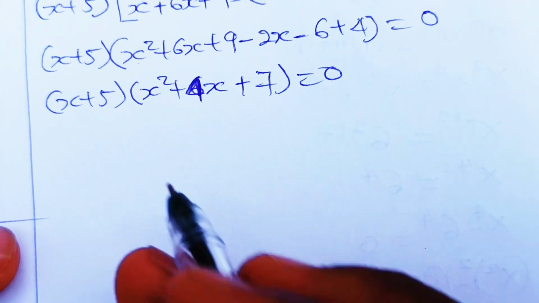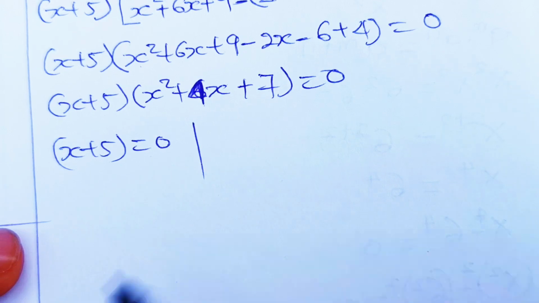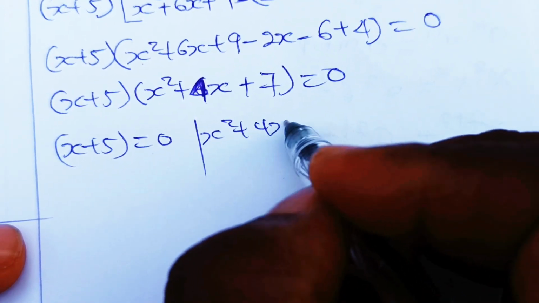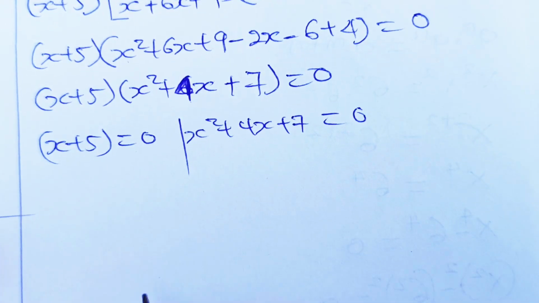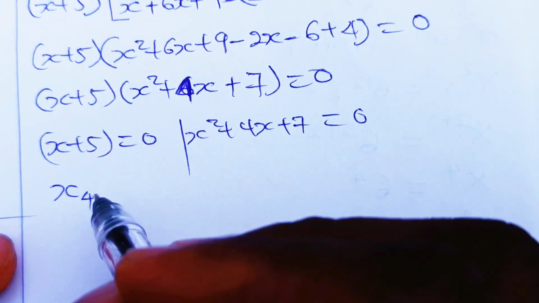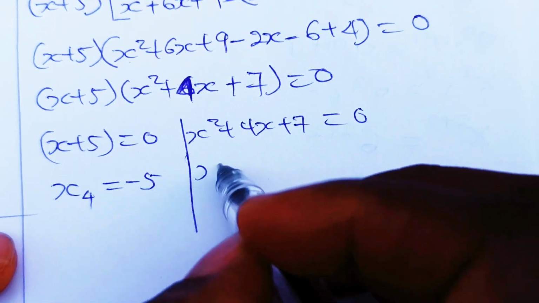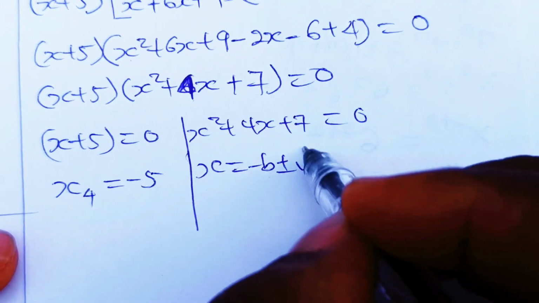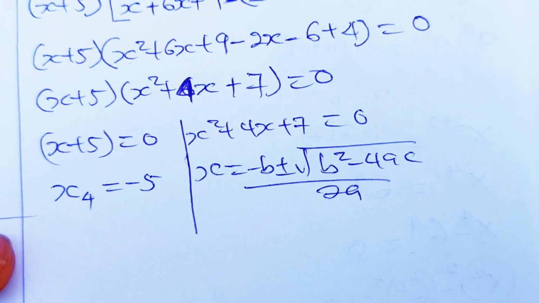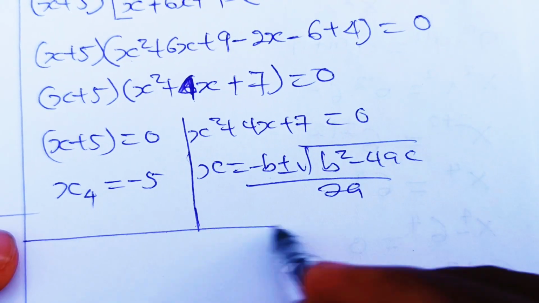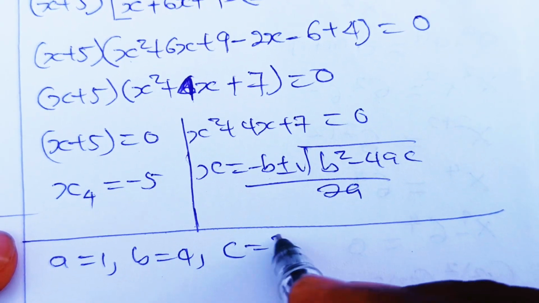Now from here we can see that x plus 5 is equal to 0, or x squared plus 4x plus 7 is also equal to 0. Now from the first one, the left hand side, we can see that the first value of our x is minus 5. Now from here we use our quadratic equation formula: minus b plus or minus square root of b squared minus 4ac, everything divided by 2a. Now our a is equal to 1, our b is 4, and our c is 7.